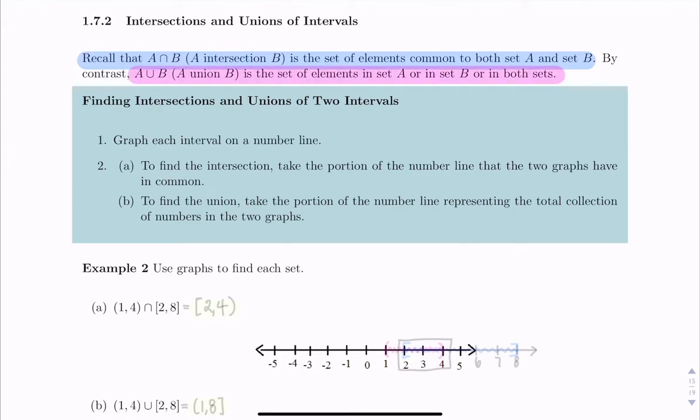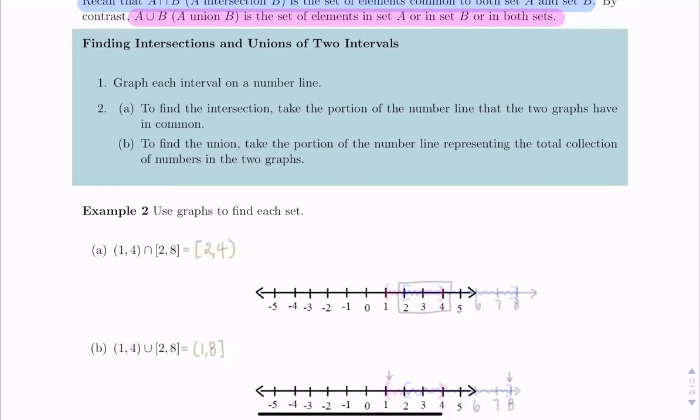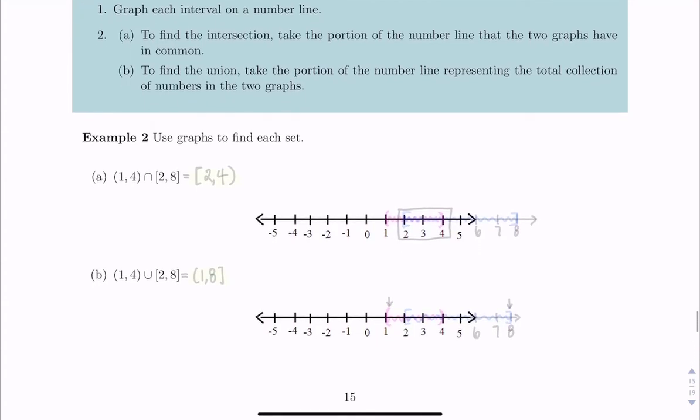So finding intersections and unions of two intervals, you want to graph each interval on a number line. To find the intersection, we take the portion of the number line that the two graphs have in common. And if you want to find the union, you take the portion of the number line representing the total collection of numbers in the two graphs.